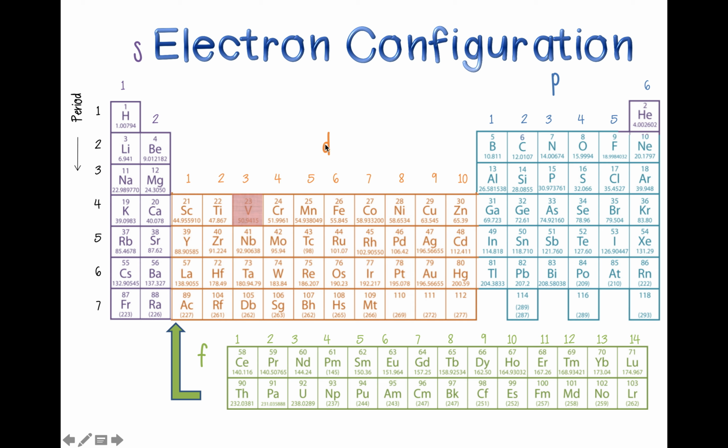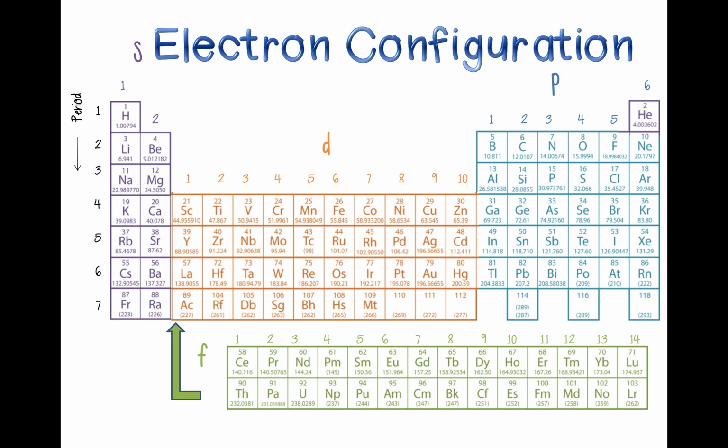I mentioned that the d block is off by one period number. So whatever number this says, when I get to D, I subtract 1. So instead of being 4d, it's going to be the 3d. So 3d, and then vanadium is the third element, so 3d3 is what that would end in.